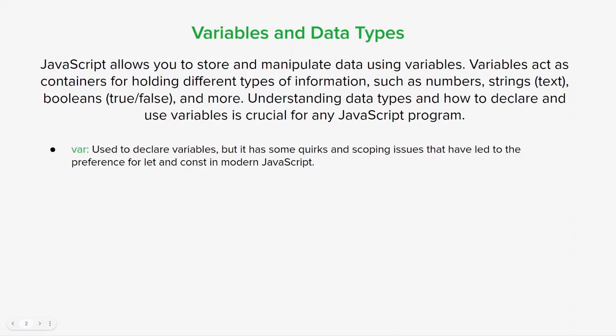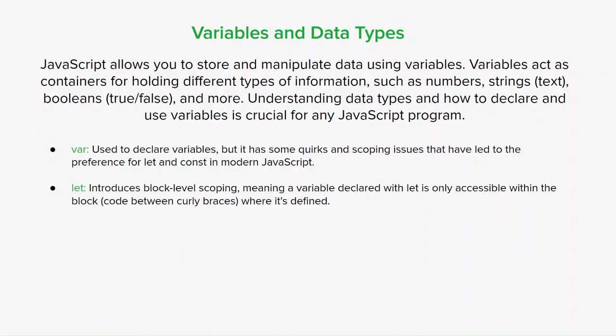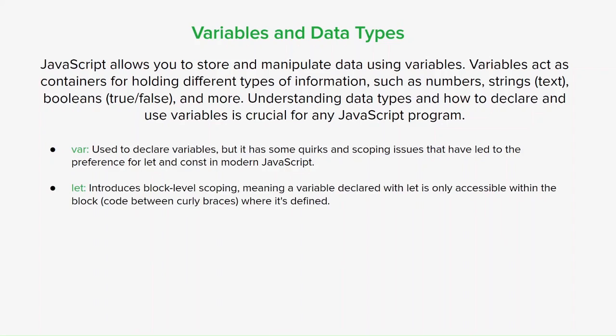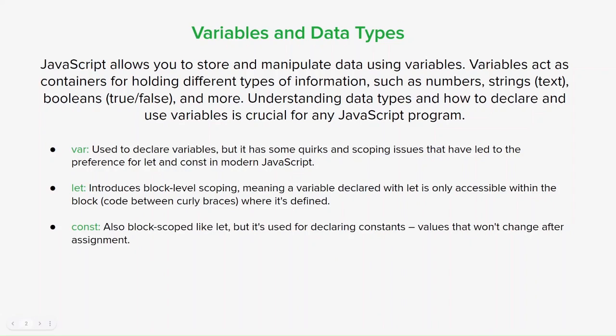To declare a variable, you use the var keyword here. The var statement is used to declare variables, but it has some quirks and scoping issues that have led to a preference for let and const in modern JavaScript development. So let introduces block level scoping, meaning a variable declared with let is only accessible within the block of code where it's actually defined. And then you have const, also block scoped like let, but it's used for declaring constants. And constants are values that won't change after assignment.